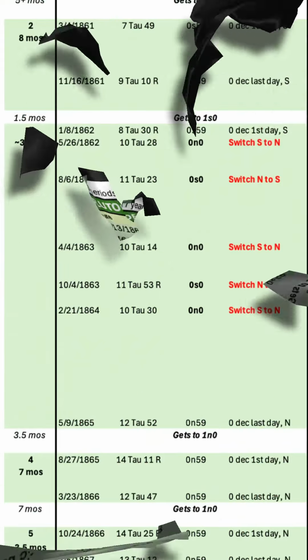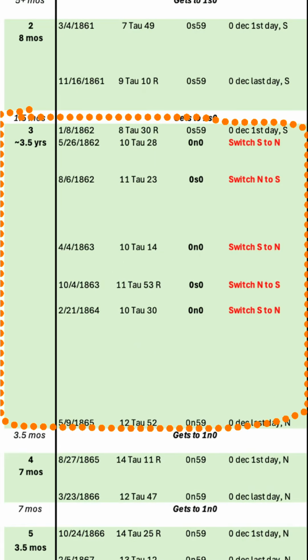Pluto's long 3.5-year third subperiod of the 7-year-long total zero declination period lasted from January 8, 1862 to May 9, 1865. These were the major years of the Civil War, since the war ended on May 26, 1865, a couple of weeks after this third subperiod was over.